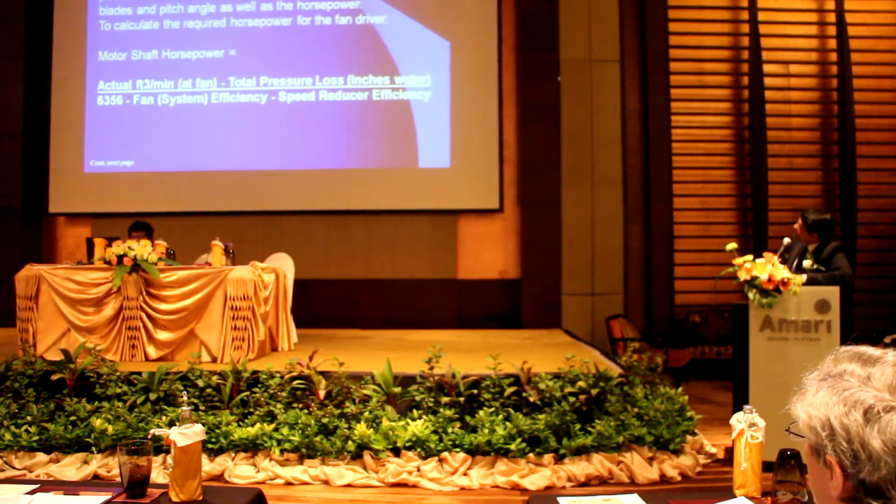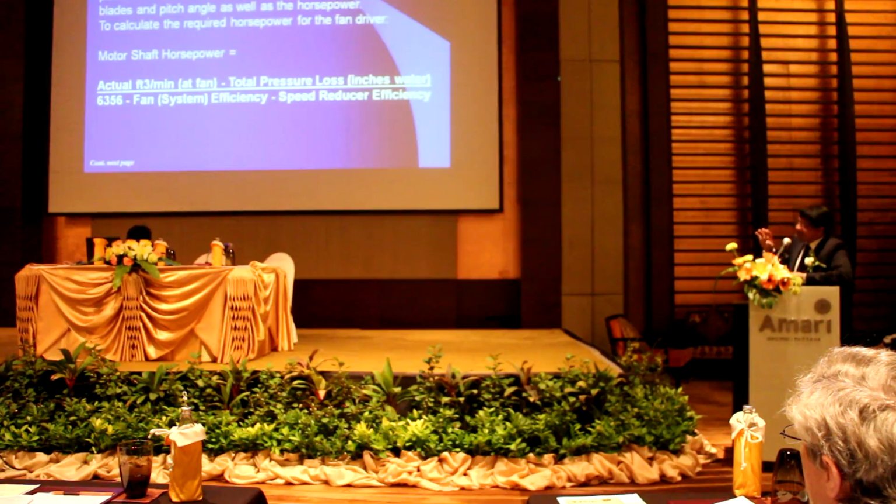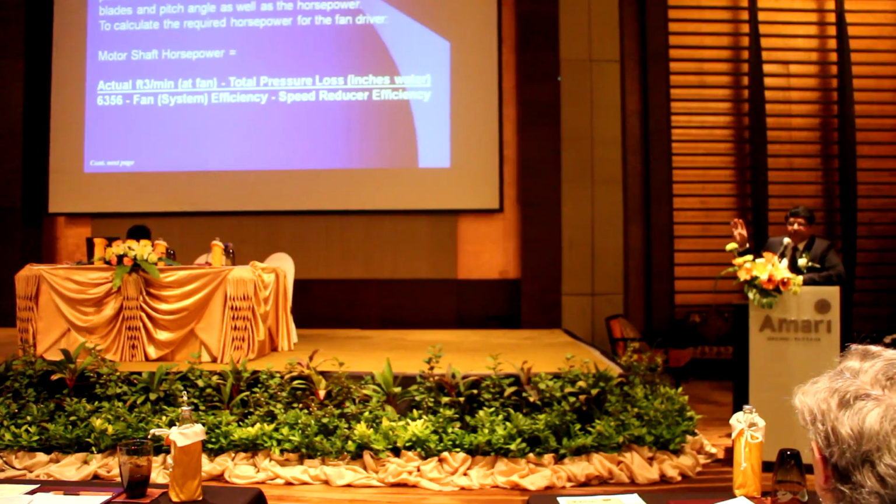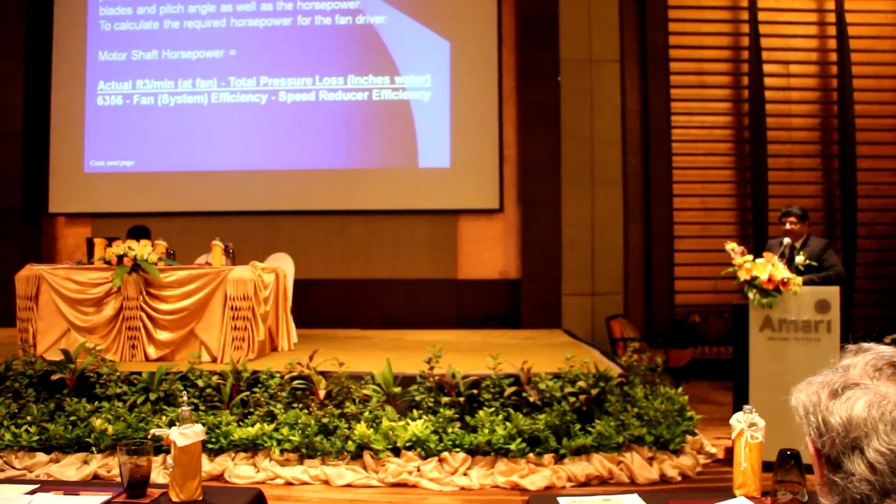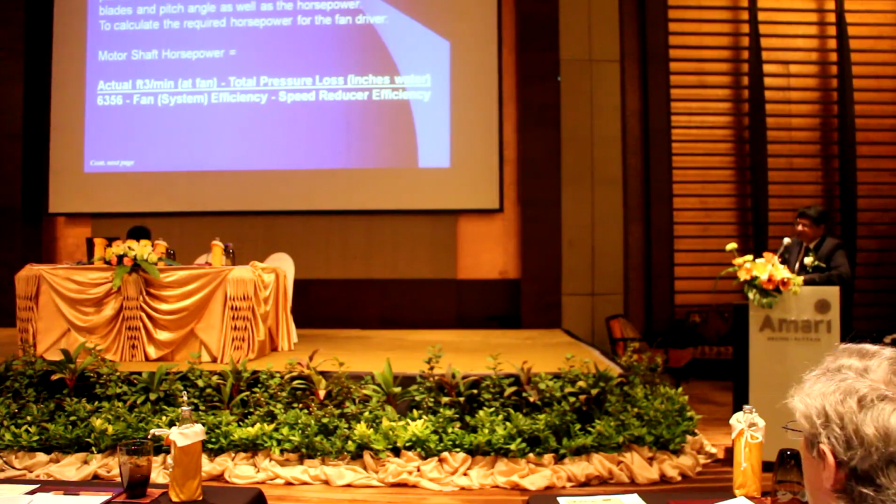As you can see, the total motor shaft power that is being consumed is a function of the fan efficiency and speed reducer efficiency. The existing system, whatever is there, you have an airflow in cubic feet per minute or meter cube per second or meter cube per hour, as we call it CFM, cubic feet per minute, or some people call it ACFM, actual cubic feet per minute.